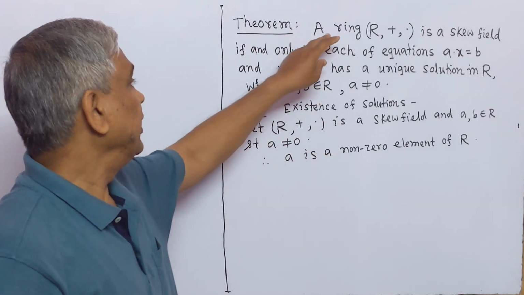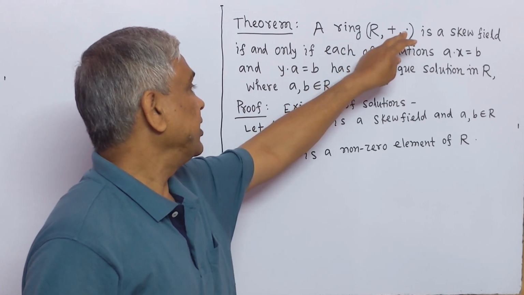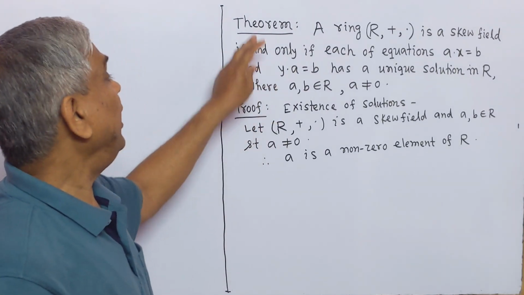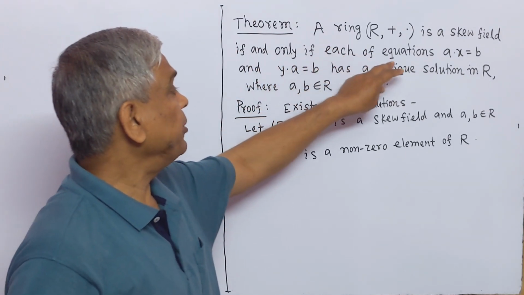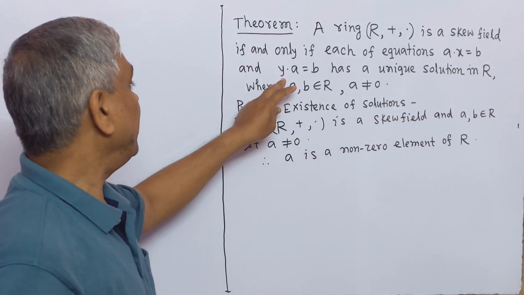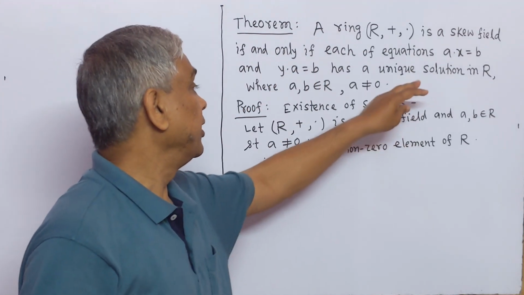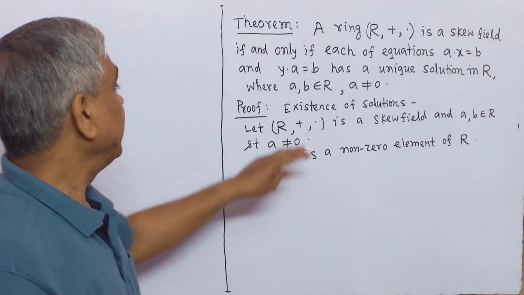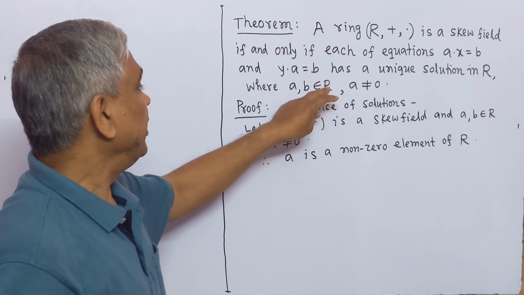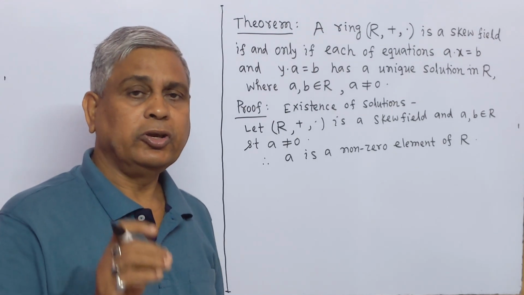Theorem: A ring R with binary operations, addition and multiplication, is a skew field if and only if each of the equations a multiply x equal to b and y multiply a equal to b has a unique solution in R, where a, b are elements of R, a not equal to 0. Now we prove this.